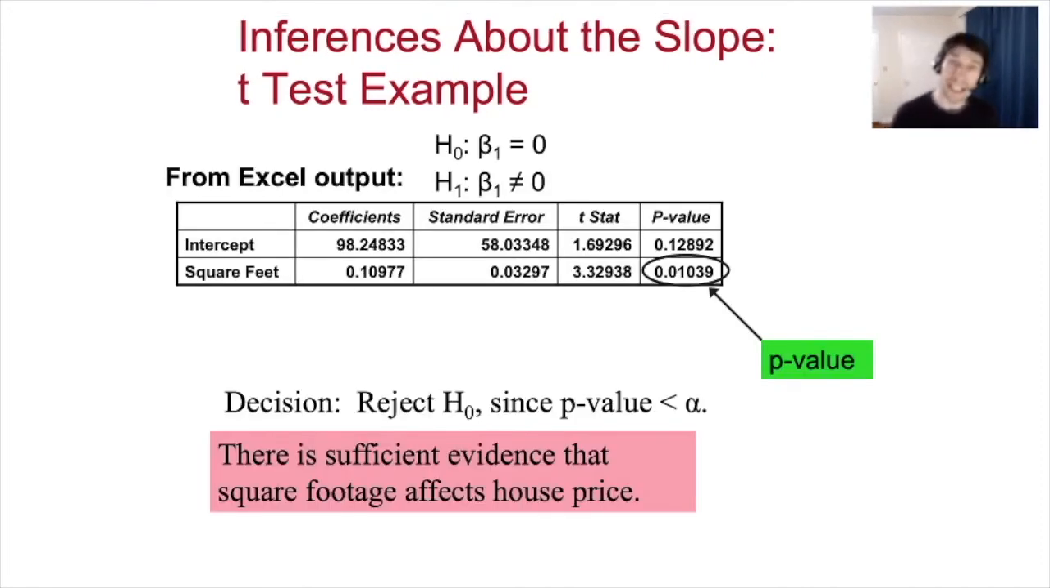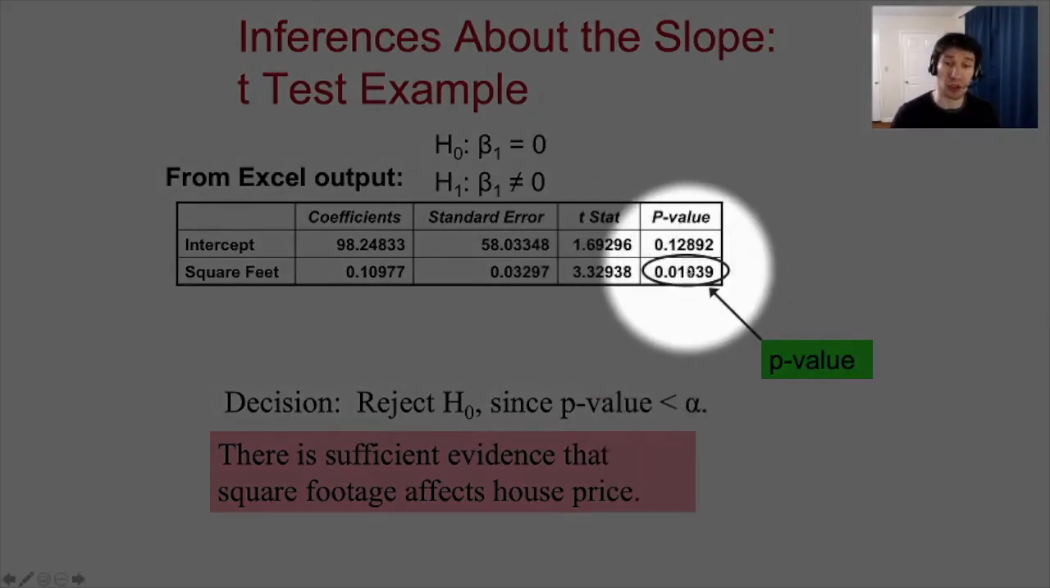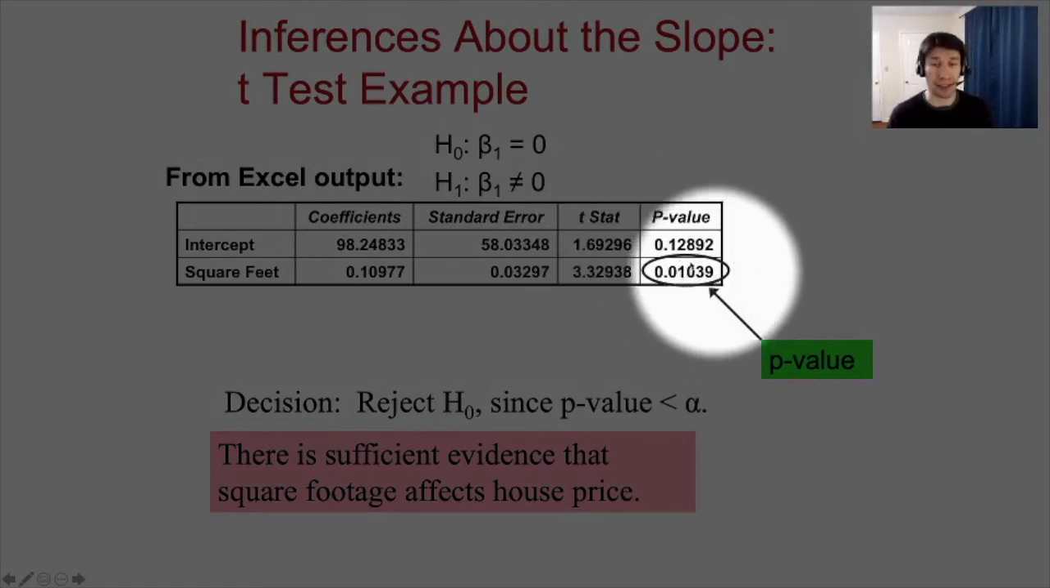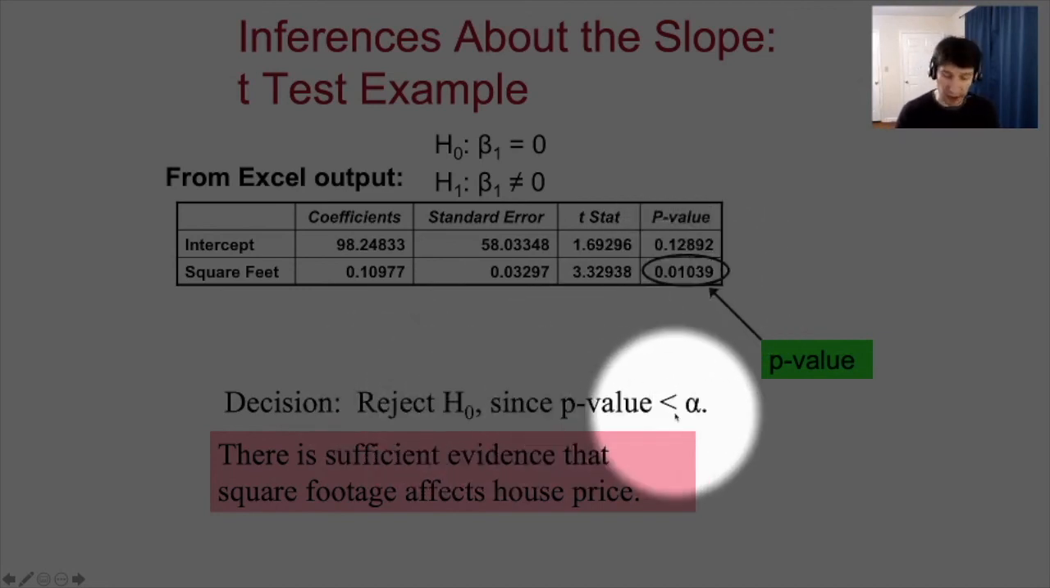Of course, we can again do that same test with the p-value. The p-value is given to you in the last column here after the t-stat. And as always, if the p-value is low, H0 must go. And so we reject H0 because the p-value is less than alpha.